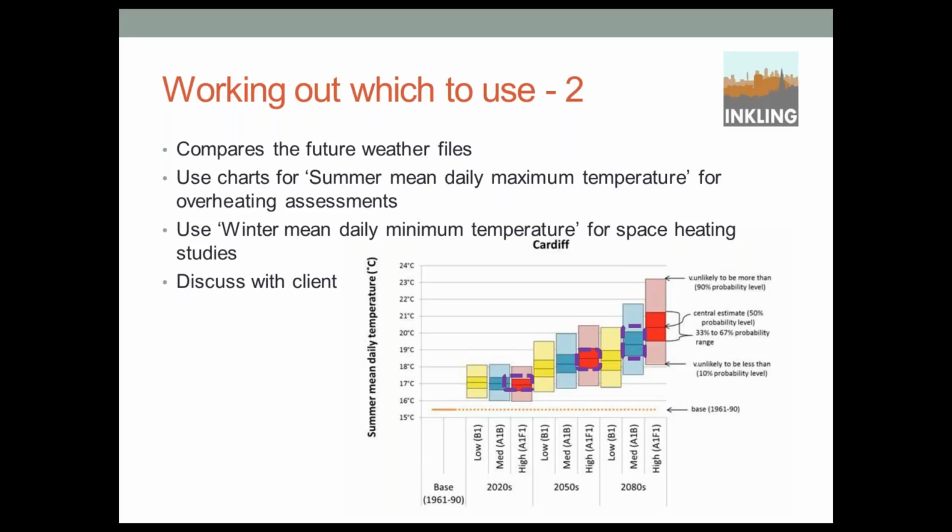And moving on to the next slide, when we're looking at overheating risk and we're looking at DSY files, the way to interpret between them is to look at the summer mean daily maximum temperatures. So if you can find those charts within the ProClip appendix at the bottom, for each location, you have to keep scrolling through. I've put an example here for Cardiff, and the different colour bars show you the low, medium and high emissions comparison for the different year bands, and then show you the percentile variations.